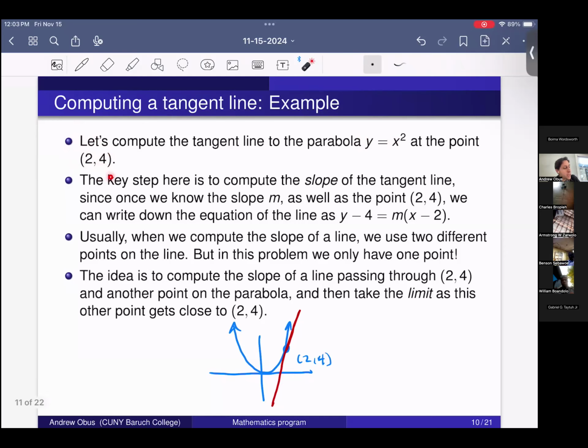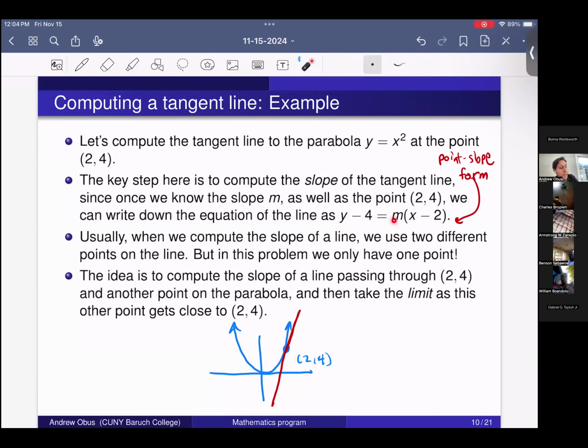Now, the key thing we need to know how to do is to compute the slope, right? Because if we can compute the slope, if we call it m, we know that this line has to contain the point 2,4. It's got to pass through the point. So if it has slope m and it contains the point 2,4, then we know the equation of the line. We can use the point slope form. So whatever the slope m is, the equation of the line has to be y minus 4 equals m times x minus 2. This is the point slope form of the line.